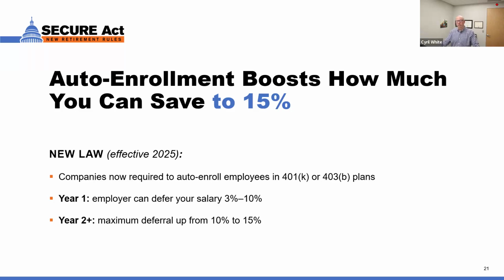They think that this will significantly boost retirement savings for workers. And they've increased the amount that the employer can defer for the auto-enrolled employee. In year one, it's between 3 to 10% of the employee's income. And in year 2 and after, they can have a maximum deferral of up to 10 to 15%, but that will also be indexed for inflation by 1% every year.